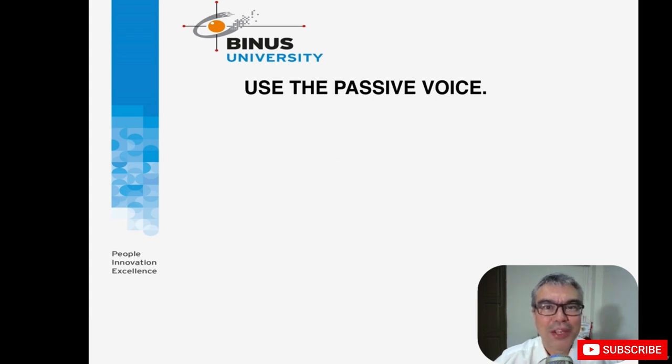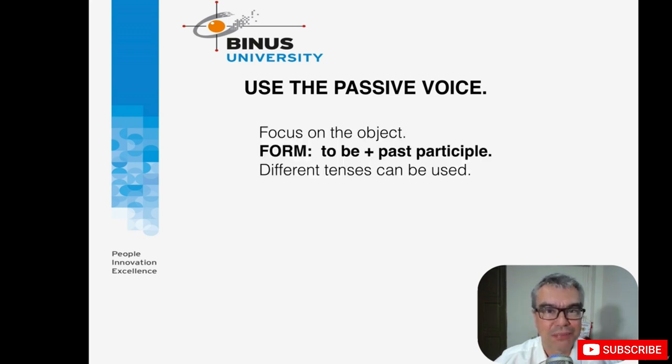So, number one, using the passive voice. The passive voice is something that you use in English when you want to focus on the object of the sentence. The form is simply using to be plus the past participle. So, for example, it might be is, was, are, were as the form of to be. And then the past participle, sometimes we refer to it as verb 3. Now remember that within the passive voice you can use different tenses.